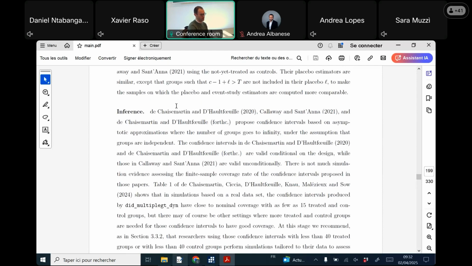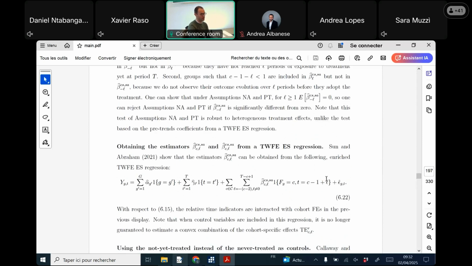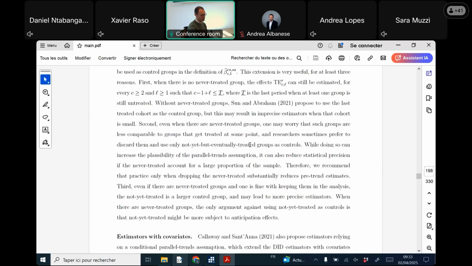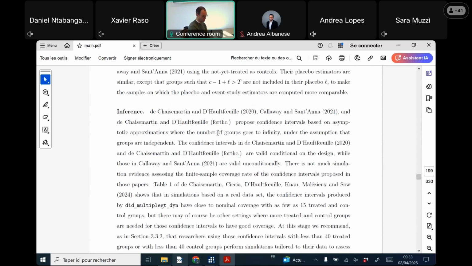Okay, so inference. There is actually no inference result in the Sun and Abraham paper, maybe because they have this regression formulation of their estimators, and then they say they can just rely on asymptotic results for OLS regression estimators. But because Xavier and I and Callaway and Sant'Anna were not lucky enough to have a regression formulation of our estimators, we had to do inference. In the two papers, we propose confidence intervals that rely on asymptotic approximations where the number of groups has to go to infinity, under the assumption that groups are independent. So it's very much in line with the framework for statistical inference we outlined at the very beginning. A slight difference is that the confidence intervals that we propose are valid conditionally on the design, while those of Callaway and Sant'Anna are valid unconditionally.